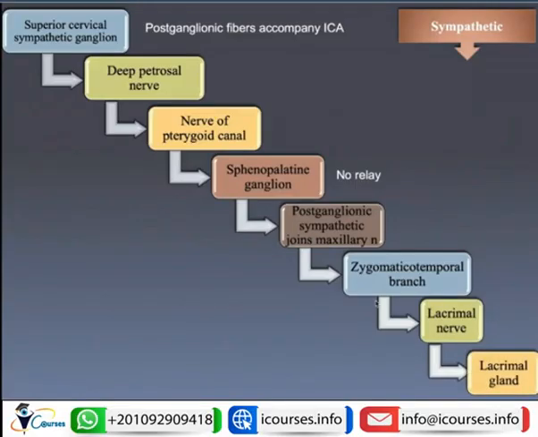So you can see that this pathway is more or less a common pathway between the sympathetic and the parasympathetic. The only difference is that in the sympathetic, it joins the deep petrosal, while in the parasympathetic, it joins the superficial petrosal. The other difference is that in the parasympathetic, the nerve will relay in the sphenopalatine ganglion, while in the sympathetic, it doesn't relay.